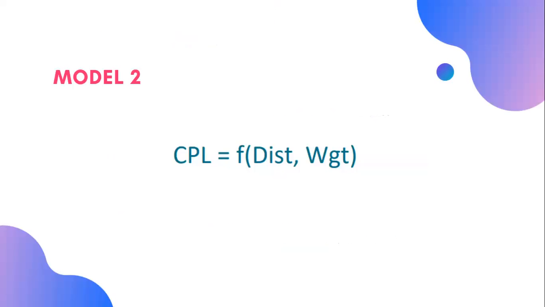So the next model we are going to be looking at is a model where there are actually 2 x variables, distance and weight. Obviously, there's only one y variable, which is the cost per load. We're going to build an equation and check to see what the results are if we make it a function of distance and weight.